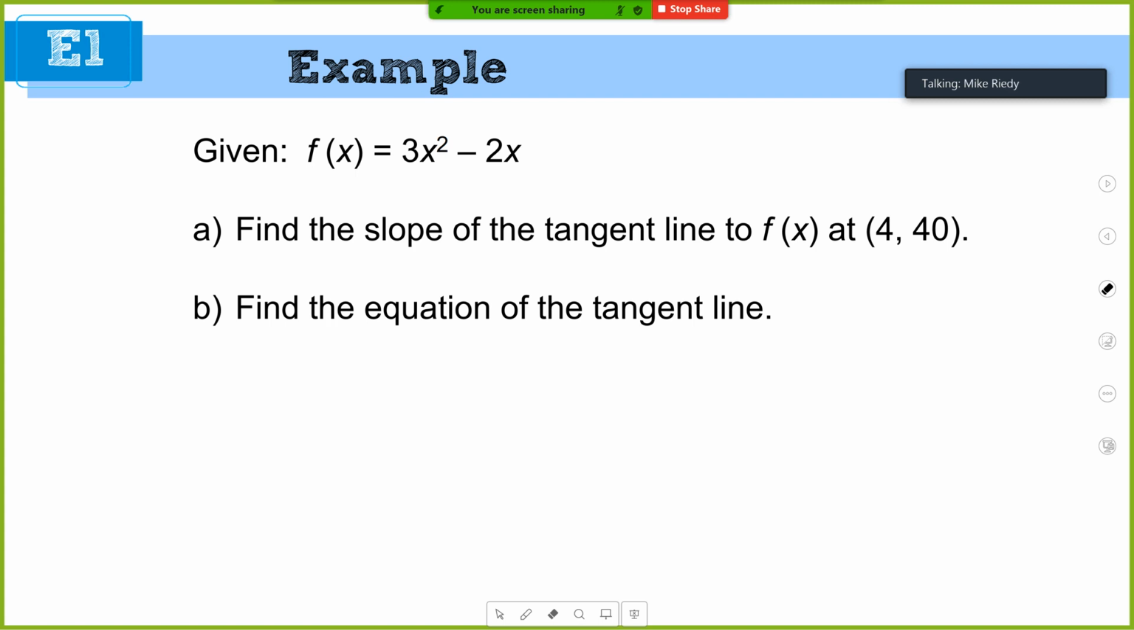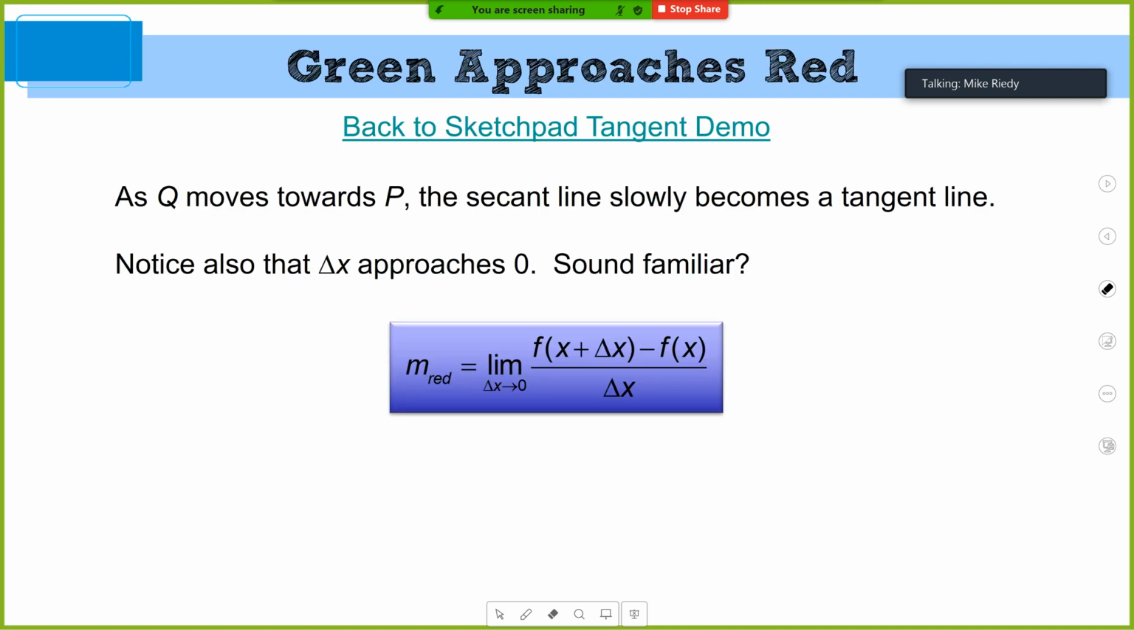Okay, so we want to know the slope of the tangent line at 4, 40. Now the problem is it's a tangent line, not a secant line, so I don't have 2 points. I can't calculate 2 points. In fact, if you're a visual learner, you can pull out your Desmos and graph 3x squared minus 2x and see what it looks like. But at this point, 4, 40, it's going to have a tangent line. And we want to be able to calculate the slope of that tangent line. That slope of the tangent line is going to be found using that formula.